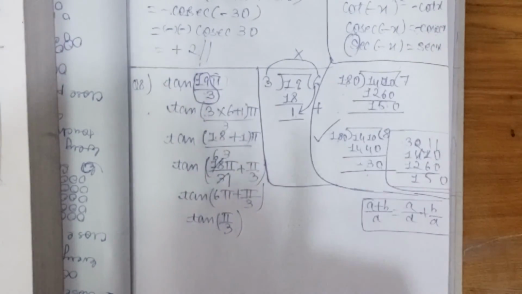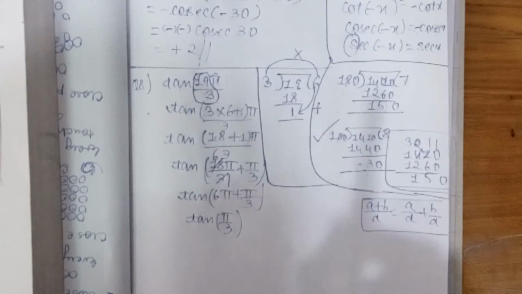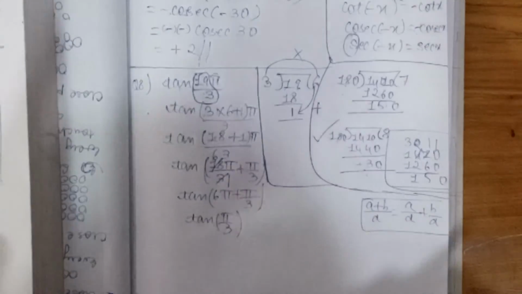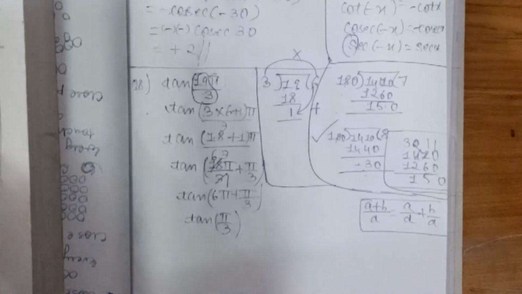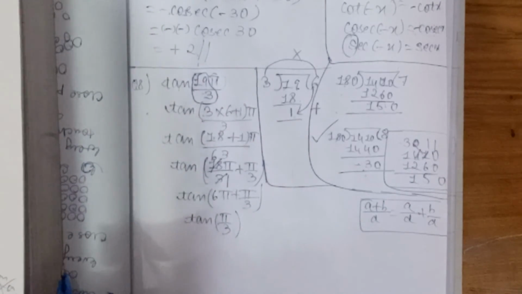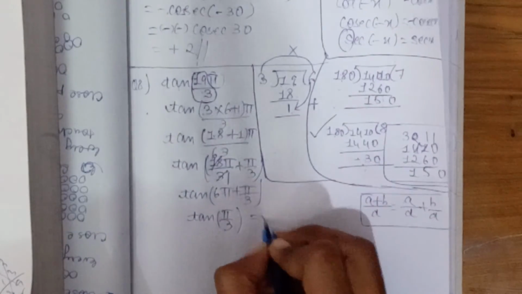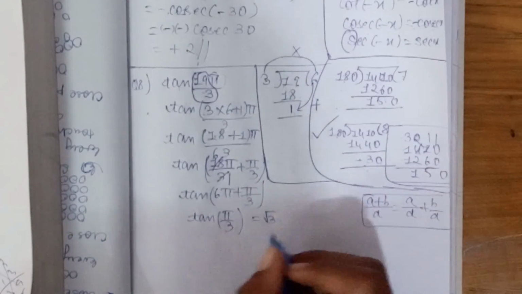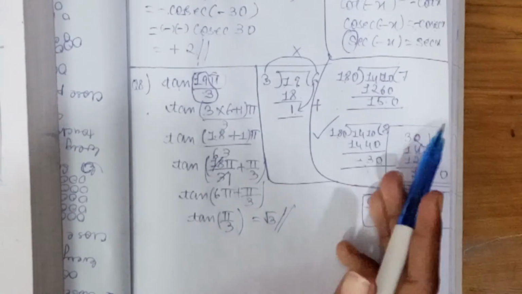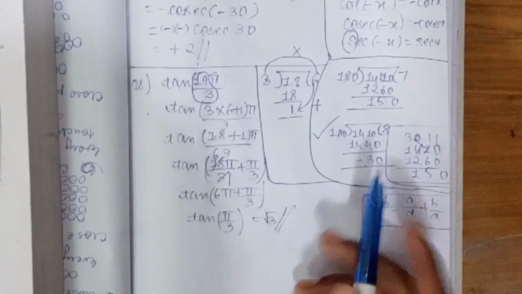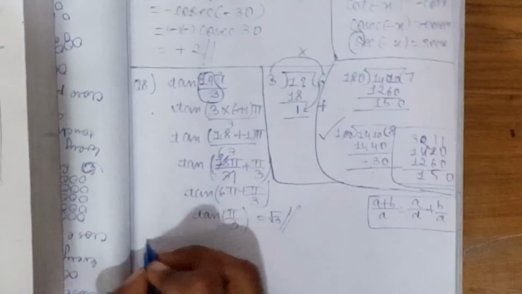As I said in the introduction part, I have given only one trigonometric table. If you see tan pi by 3 in that table, tan pi by 3 is root 3. So the answer to this question is root 3. Hope you understood. If you have any questions, you can ask in the comment section. Okay, let's proceed to the ninth question.